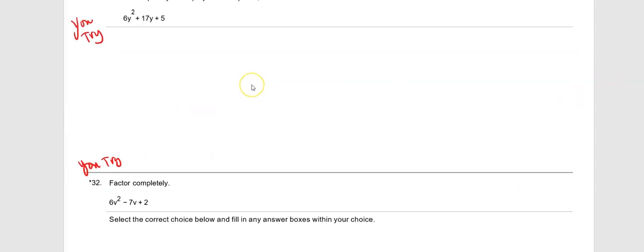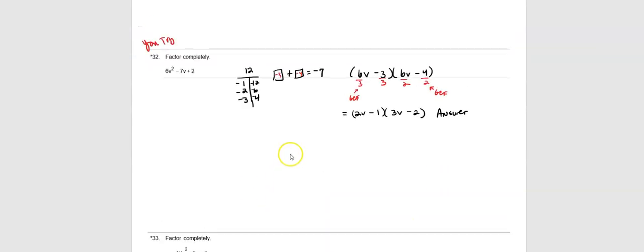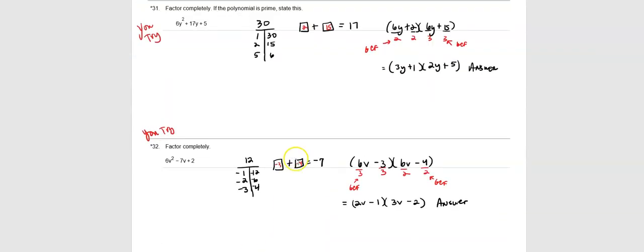So pause the video and you try numbers 31 and 32. 31, the answer is 3y plus 1 times 2y plus 5. And for 32, the answer is 2v minus 1 times 3v minus 2.